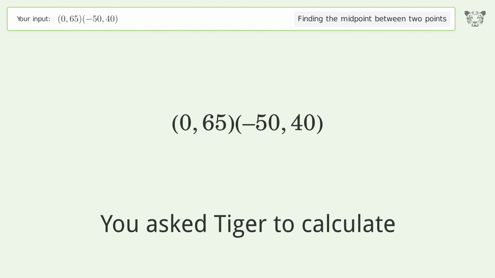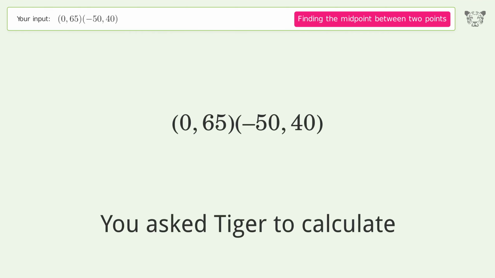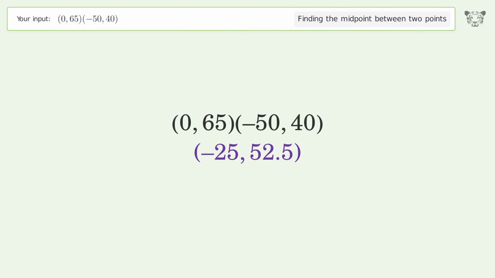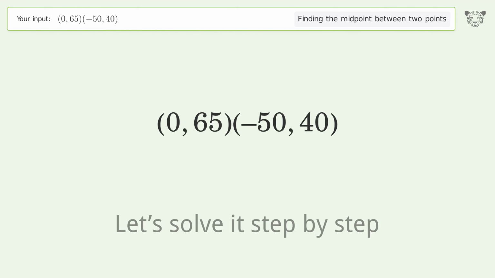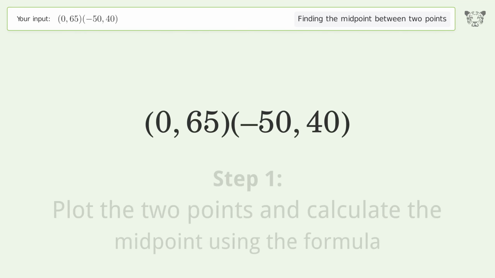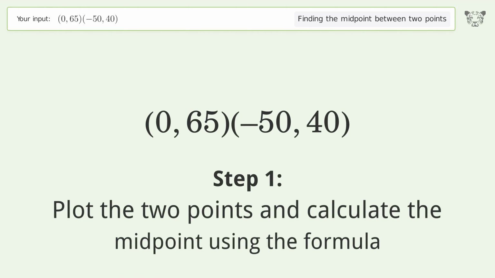You ask Tiger to calculate. This deals with finding the midpoint between 2 points. The midpoint between the 2 points is -25, 52.5. Let's solve it step by step. Plot the 2 points and calculate the midpoint using the formula.